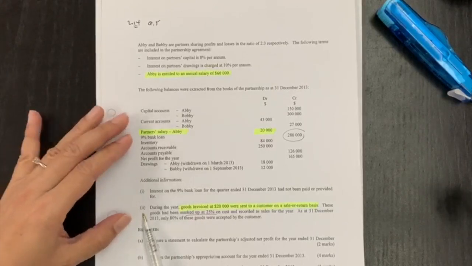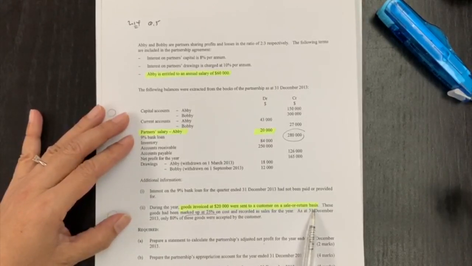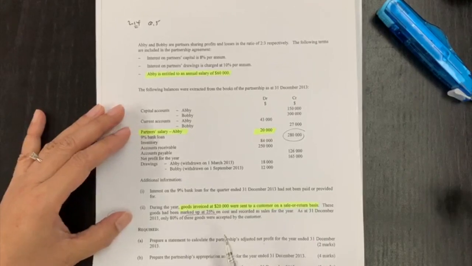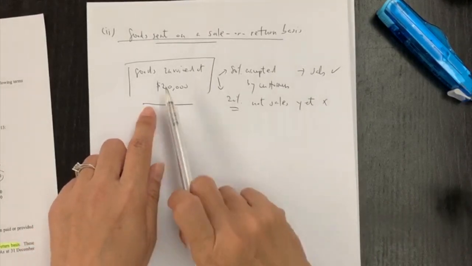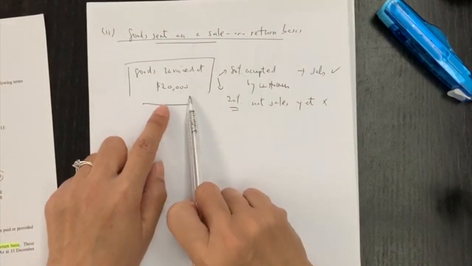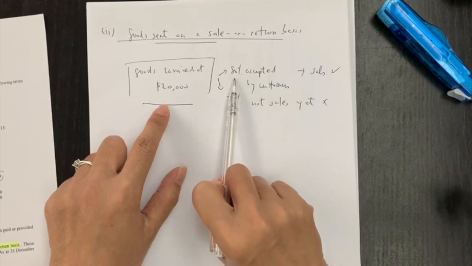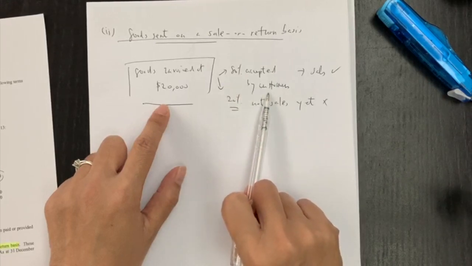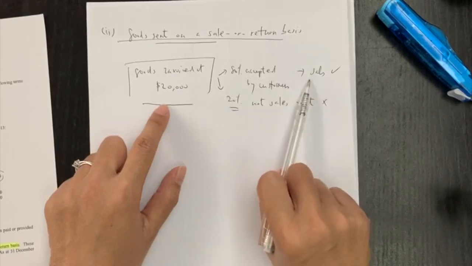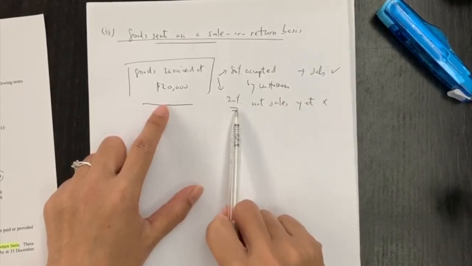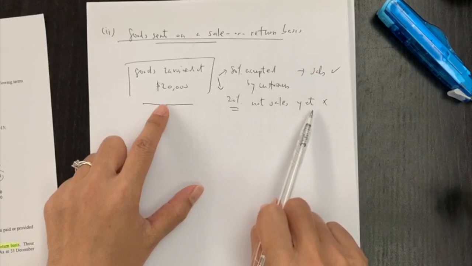Let's do some revision on goods sent on a sale return basis. Okay, so to explain to you step by step, here I have my diagram for point number 2. So we have goods invoiced at 20,000 and saying that we only have 80% being accepted by customers. Okay, no problem. So this 80% will be sales. But however, this 20% will not be counted as sales.